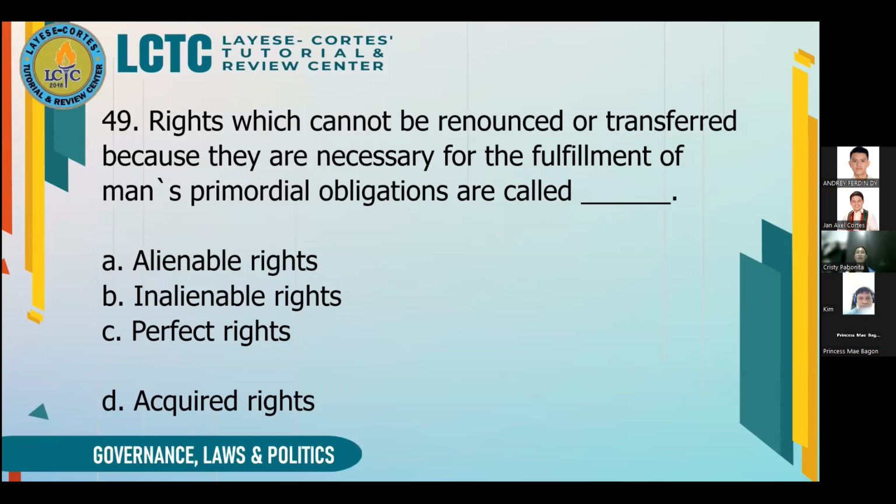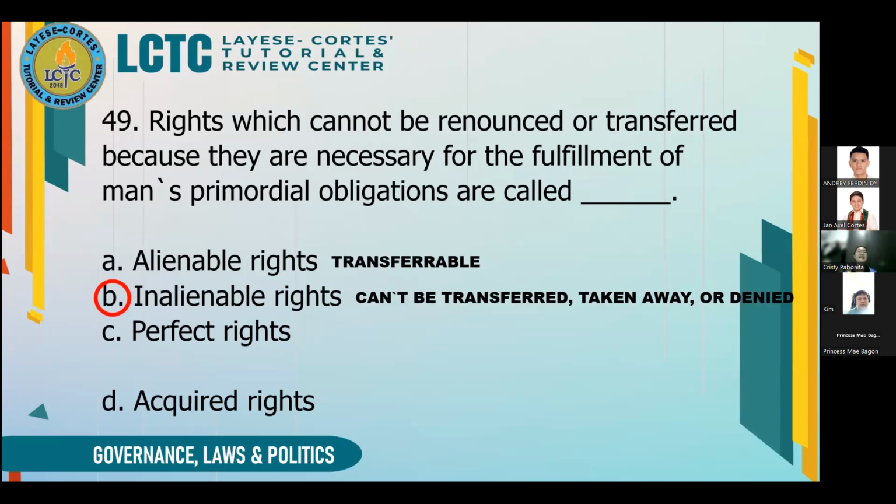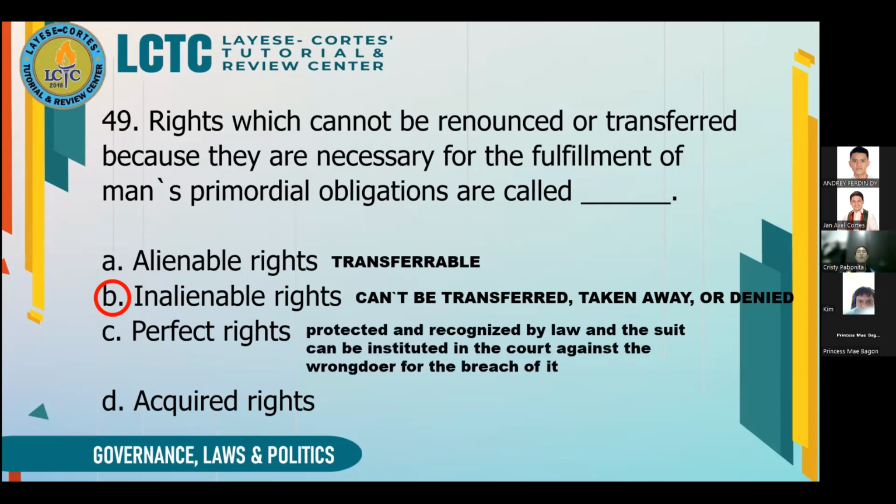Alienable rights. What is alienable rights, by the way? Opposite sa inalienable. So if ang inalienable cannot be transferred, so ang alienable can be transferred. It is transferable. Okay? Perfect rights somehow is protected and recognized by the law, and the suit can be instituted in the court against the wrongdoer for the breach of it.